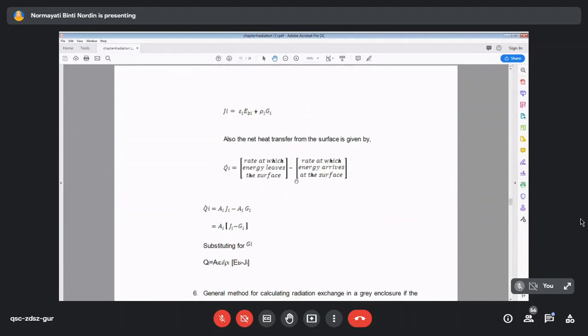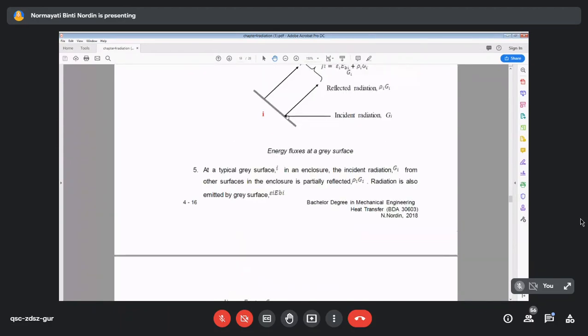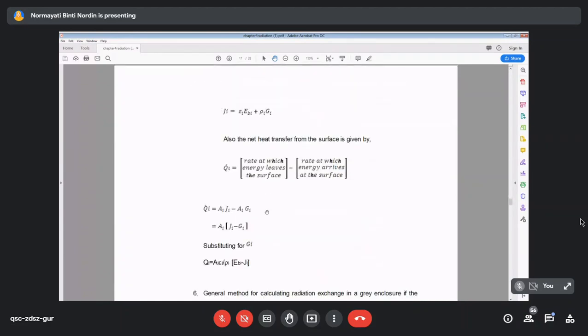Rumusnya simple, yang mana ianya dibangunkan melalui energy balance bagi radiation exchange between grey surfaces, which is the net heat transfer from the surface is given by, which is this is a heat transfer rate from surface I, which we name as surface I, so the heat transfer rate of surface I is equal to the rate at which energy leaves the surface. Okay, kita tahu energy leaves the surface adalah what guys?